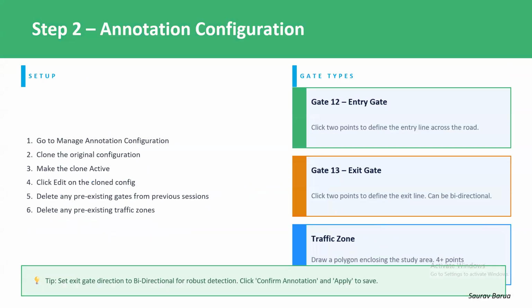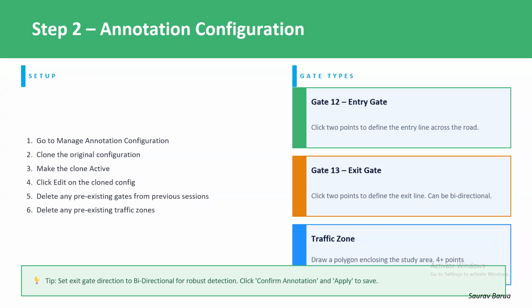Next, we have to annotate the configuration. Firstly, we go to manage annotation configuration, then clone the original configuration which is available. In the radio button, we click clone active, then click the edit button and clone the configuration so that we can edit the cloned configuration. Then delete any pre-existing gate or traffic zone. After that, we click two points to define the entry line or entry gate. And then again downstream, we click two points to define the exit line.